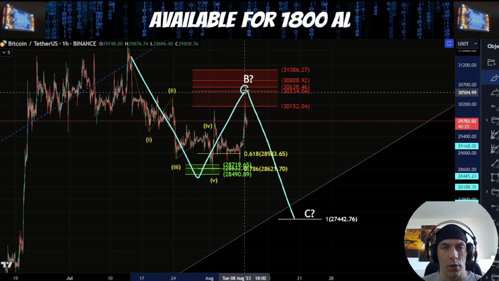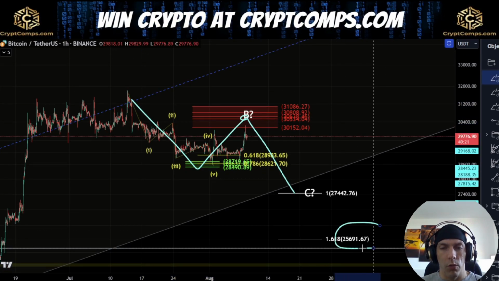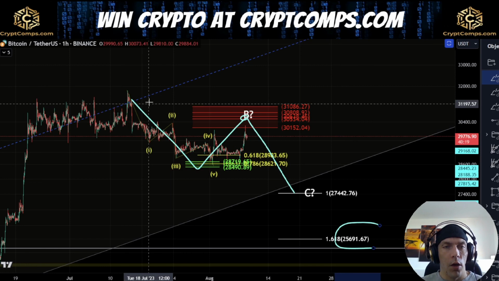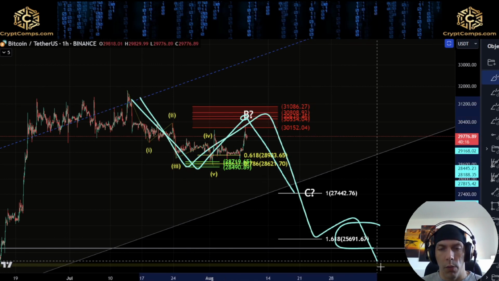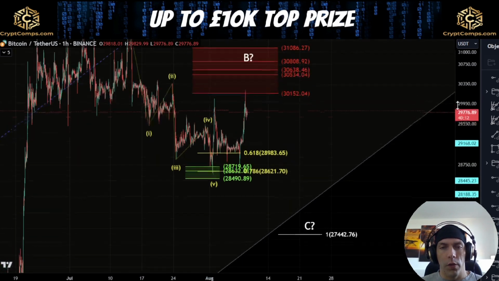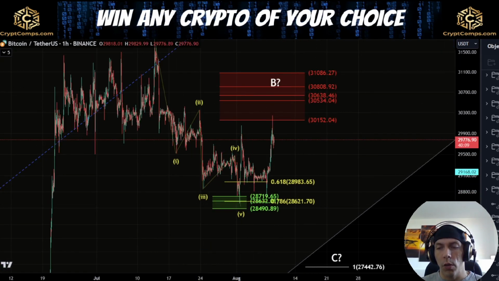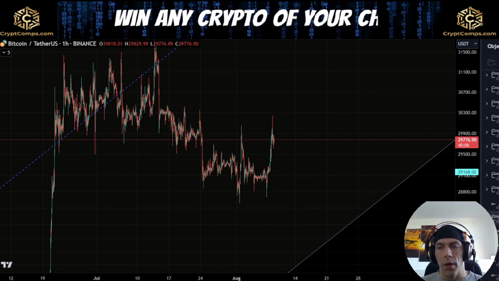So that would be looking at this as either a bigger ABC, or if we push down towards this 1618, would tie into that idea that from here we have this as 1, 2, 3, 4, and 5 to the downside. So going to be watching out for this. This is not the primary way I'm looking at this, but it is still a potential way that this correction could be looking to move down.